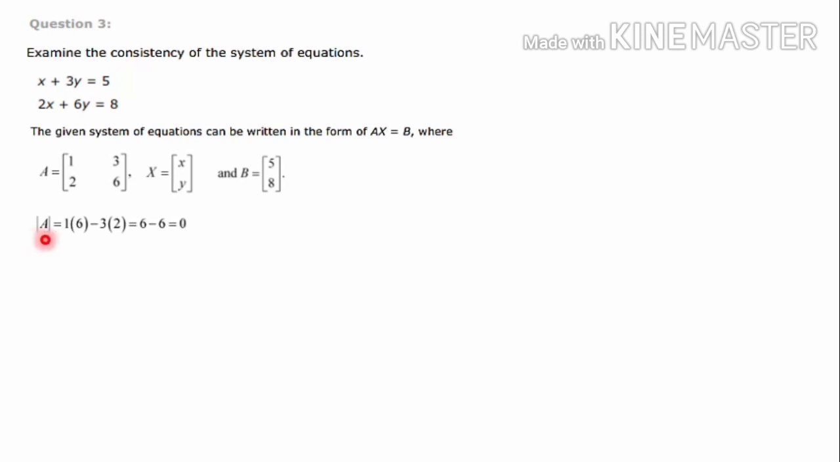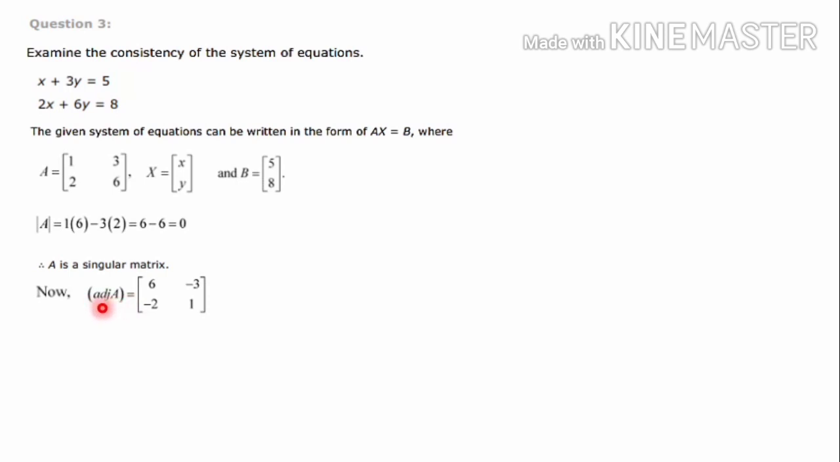Then go for calculating determinant A, that is 1 into 6 minus 2 into 3. 1 into 6 minus 3 into 2, that is 6 minus 6, that is equal to 0. So since determinant A equal to 0, we can come to the conclusion that A is a singular matrix. We have already learned that if determinant A equal to 0, then we have to go for calculating adj A into B. So before going for adj A into B, first we have to calculate adj A.